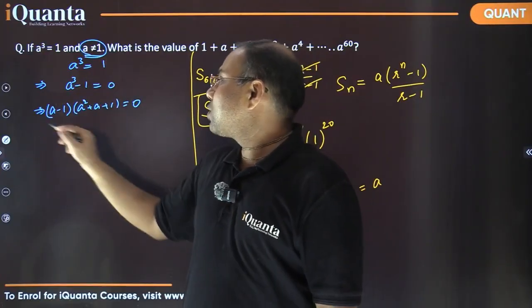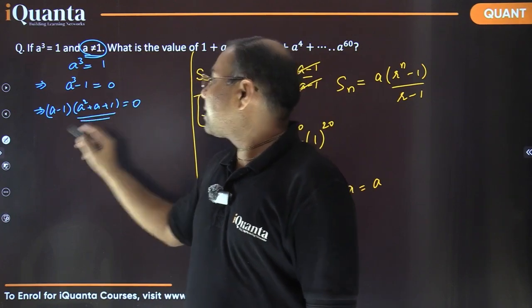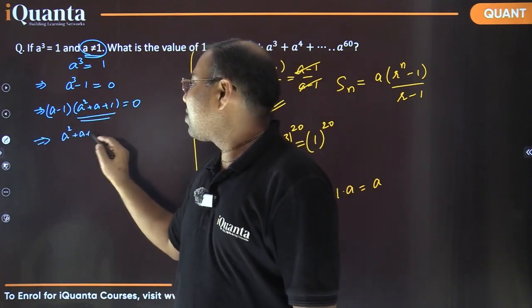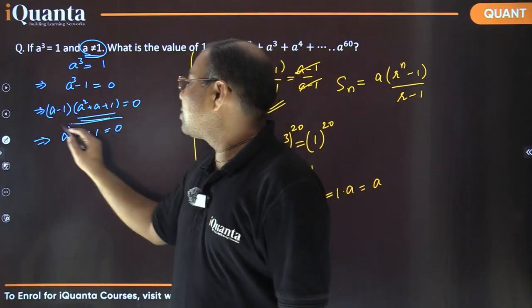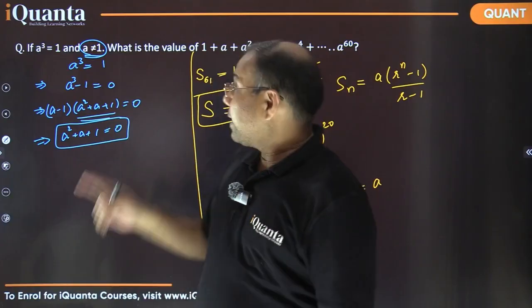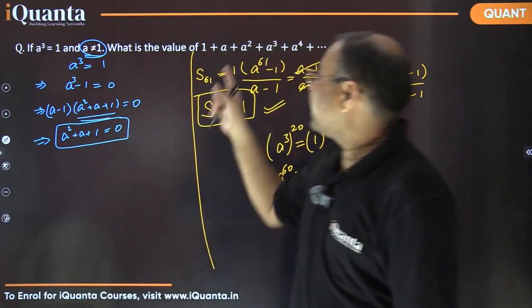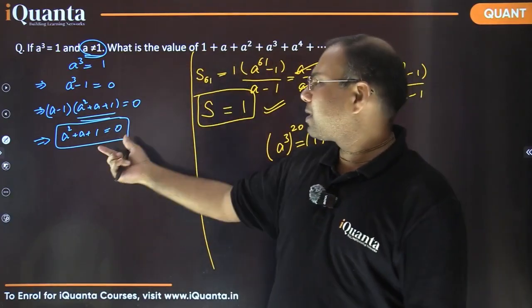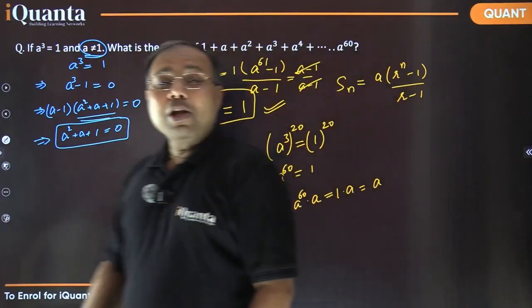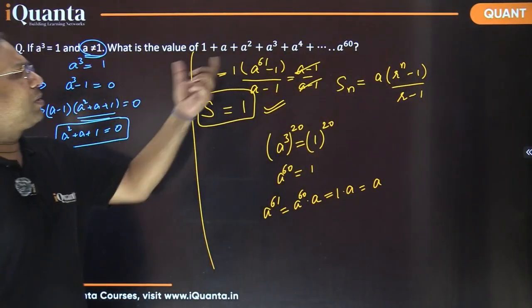So this term is not 0, which confirms that the second term, that is a square plus a plus 1, is certainly 0. Is this point clear to everyone? Of course, yes, right? Okay, now let's make use of this property in this expression. So what we can do, we can group three terms together, right?